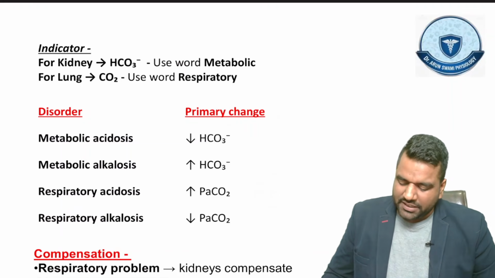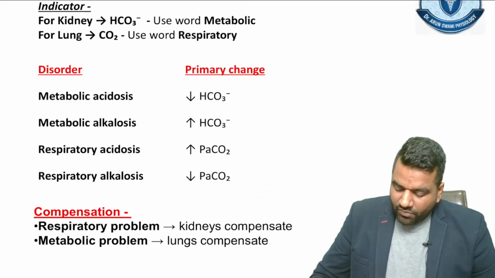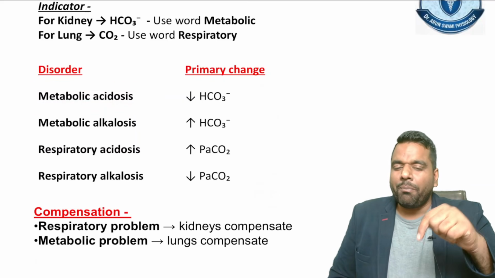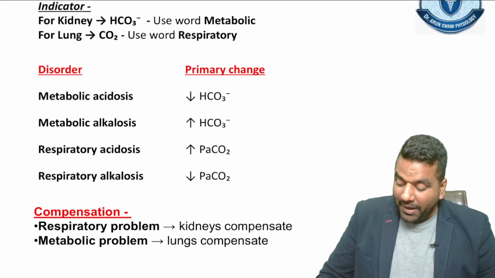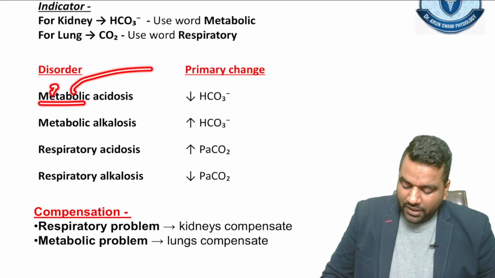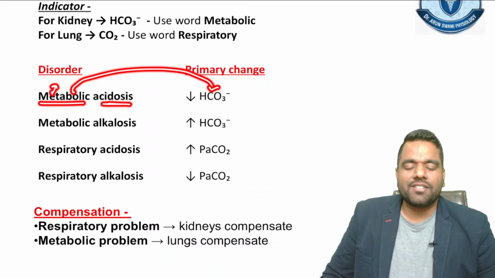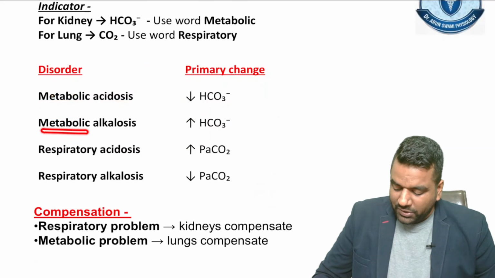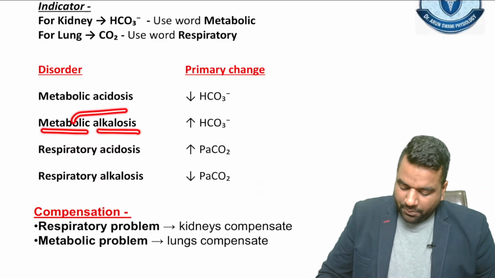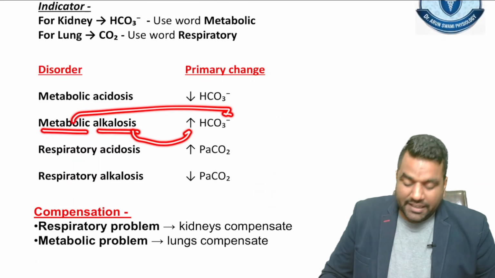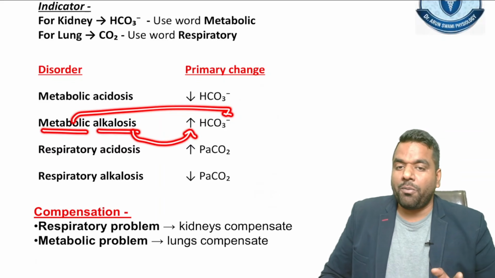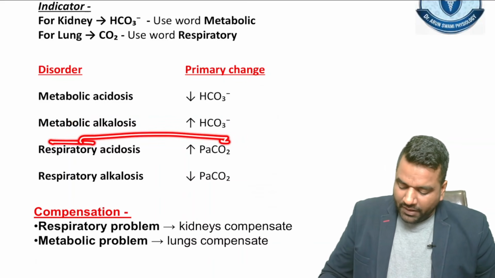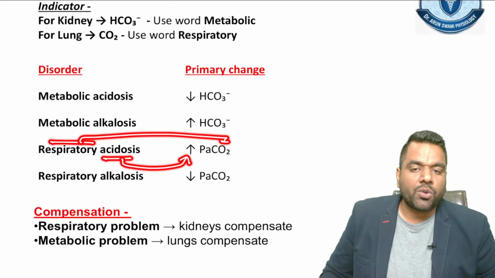As we just discussed, if we are talking about metabolic acidosis, what does it mean? It means bicarbonate is decreasing, because metabolic means kidney and bicarbonate, and acidosis means less bicarbonate. Similarly, for metabolic alkalosis, it means bicarbonate is increasing, because the property of bicarbonate is alkaline. Similarly for respiratory, we use the word CO2, and acidosis means CO2 is increasing.